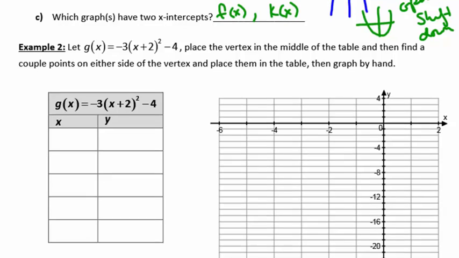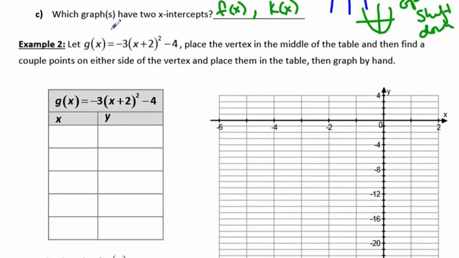All right, in example 2, we want to graph. We're going to start by finding the vertex and putting that in the middle of our table here. So the vertex is (-2, -4). Now, I choose the vertex first because that allows me to pick smart values for x. I want to pick x values that are on either side of my vertex. So I'm going to go with -4 and -3 in the smaller direction, and -1 and 0 in the larger direction.